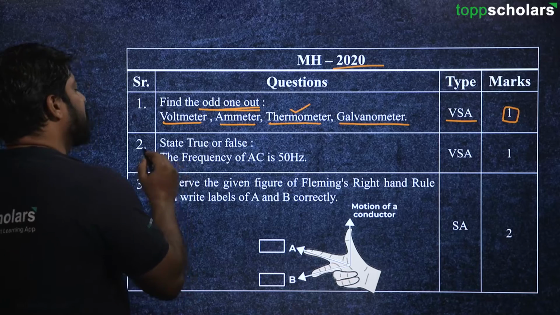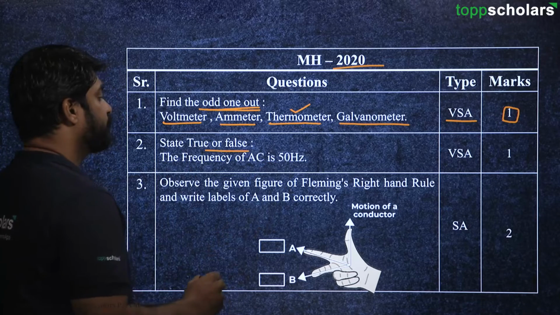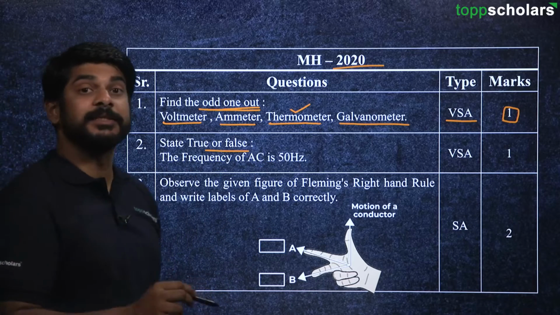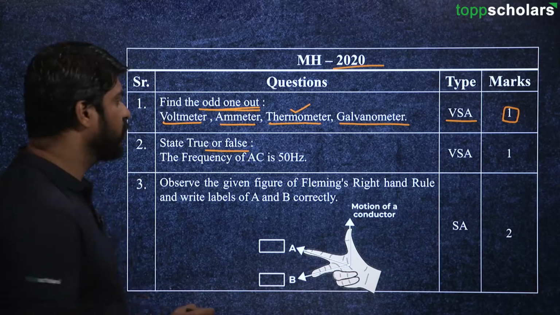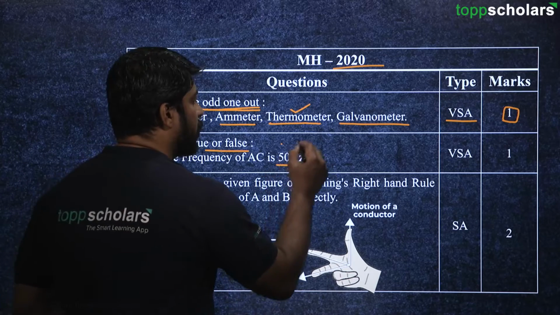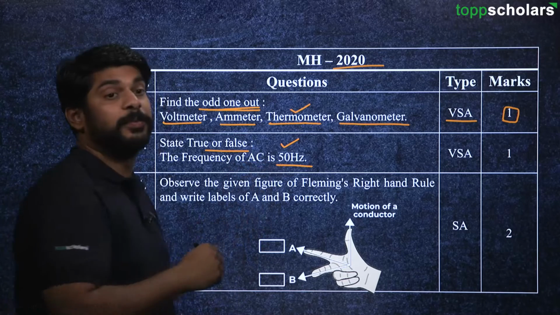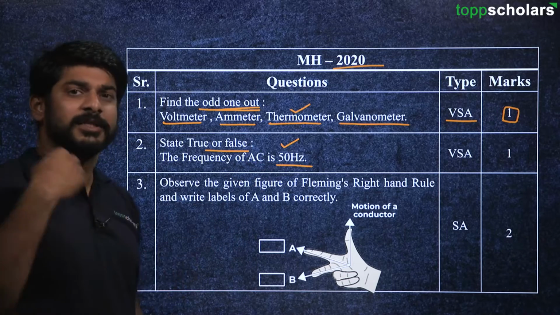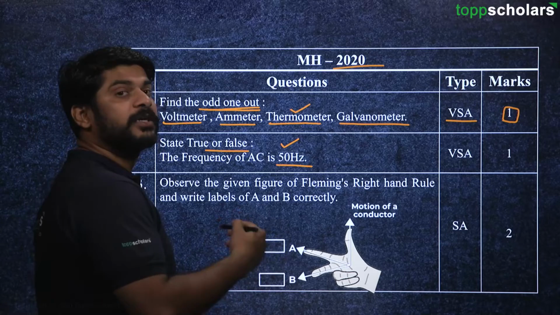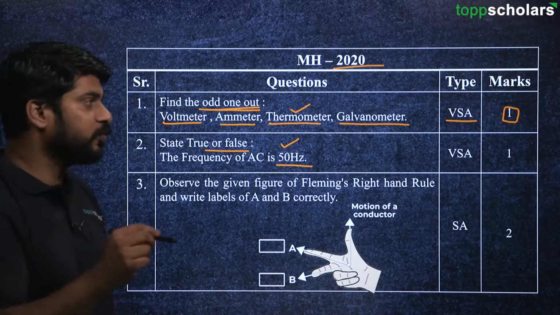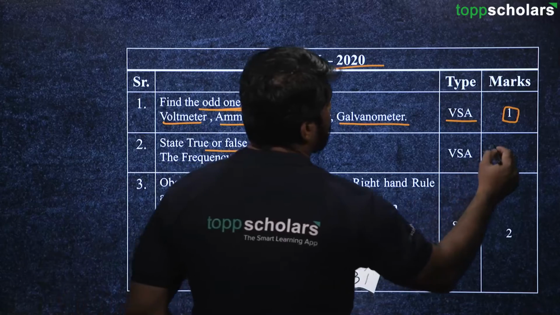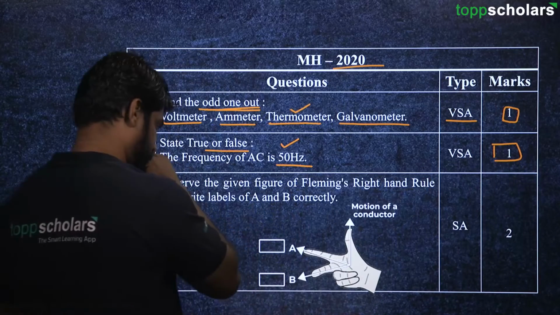Now, next is true or false. The frequency of AC is 50 Hertz. So definitely this is true. For a country like India, the frequency is 50 Hertz. For some foreign countries it is 60 Hertz also, but for us it is 50 Hertz. So this is for 1 mark.